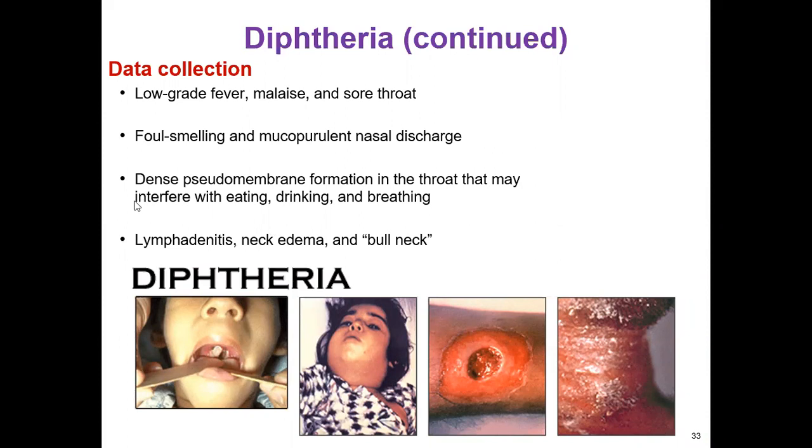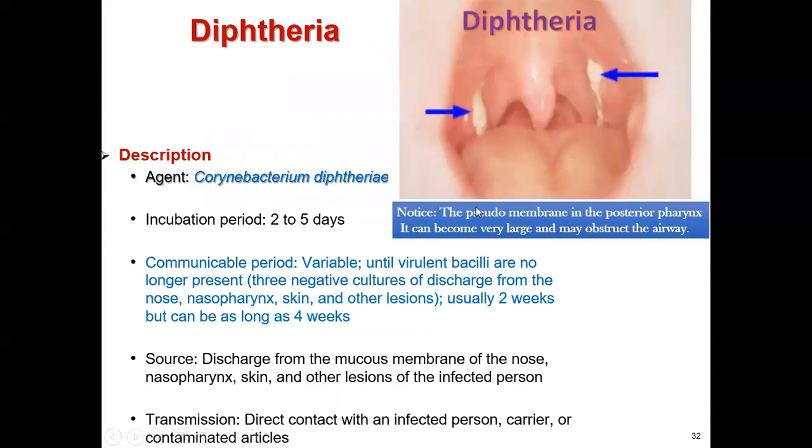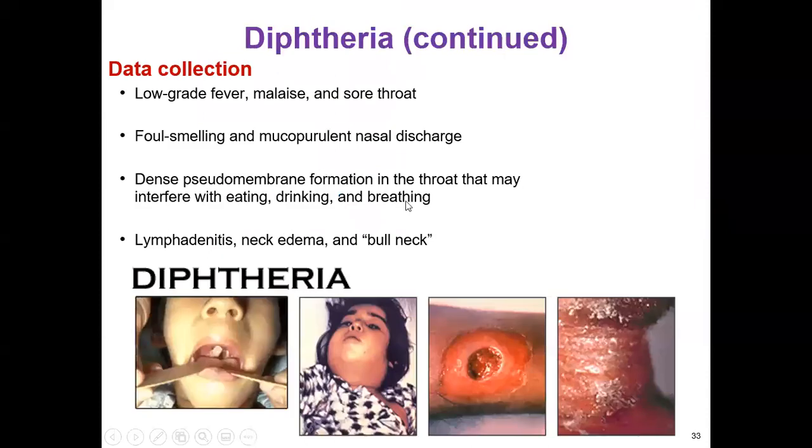that may interfere with eating, drinking, or breathing. This is the pseudomembrane formation. Also, the patient develops lymphadenitis and neck swelling, which we call bull neck.